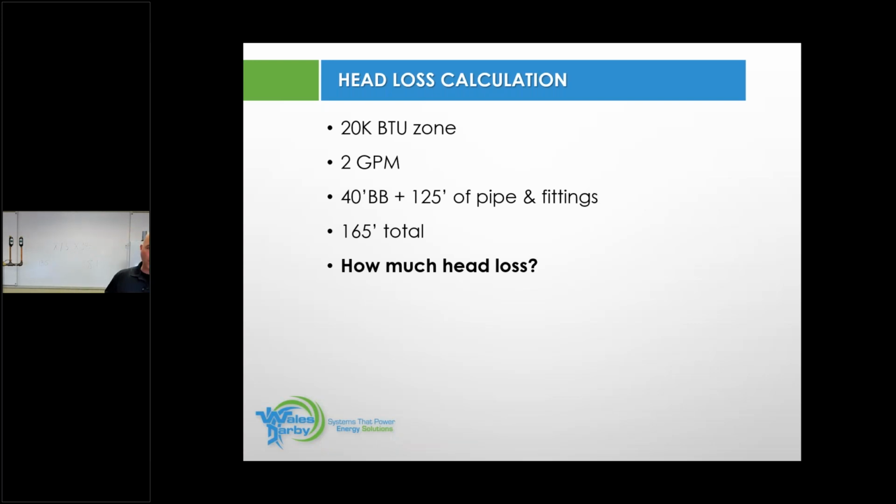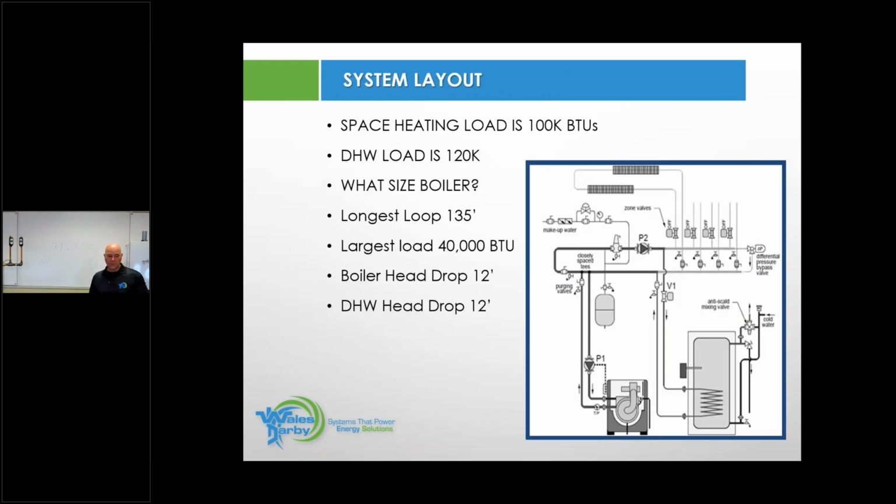Everybody got 8.1 feet of head, right? Fantastic. That's half of the job you need to size a circulator. The other side would be, what is my flow rate? GPM. So here we go into root cause troubleshooting.